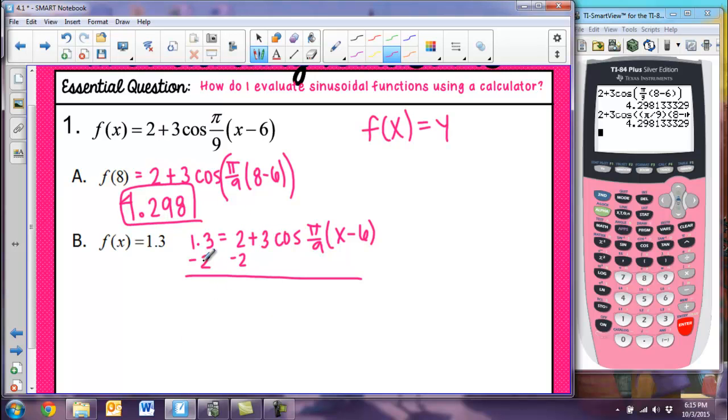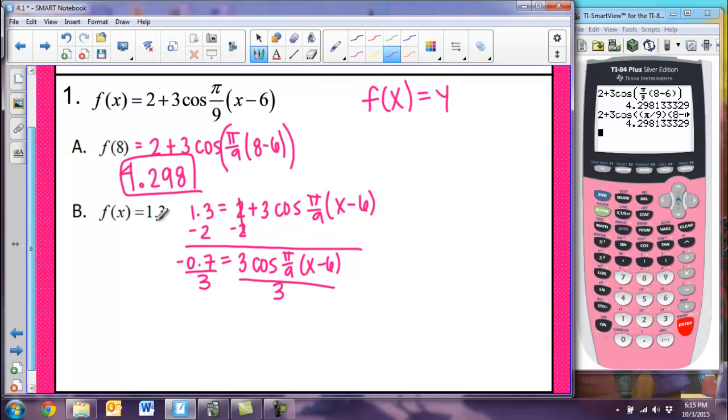And just for posterity's sake, I'm not going to, oh, this isn't the fraction one, never mind. I'm just going to go ahead and figure out that that's negative 0.7. This guy cancels out. I'm left with 3 cosine pi over 9 x minus 6. Okay, now cosine still has something next to it. Since these two are multiplied, I'm going to divide. And that's going to leave me with negative 0.07 divided by 3 equals the cosine of all that stuff.